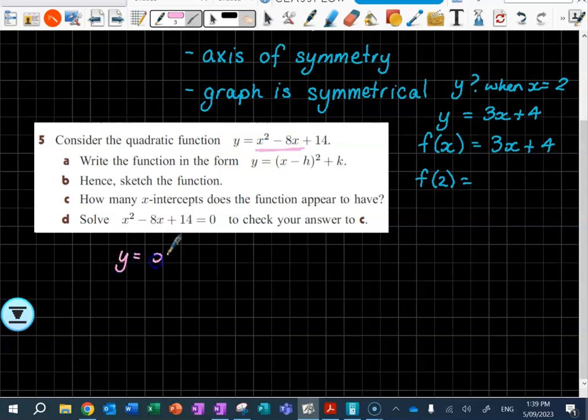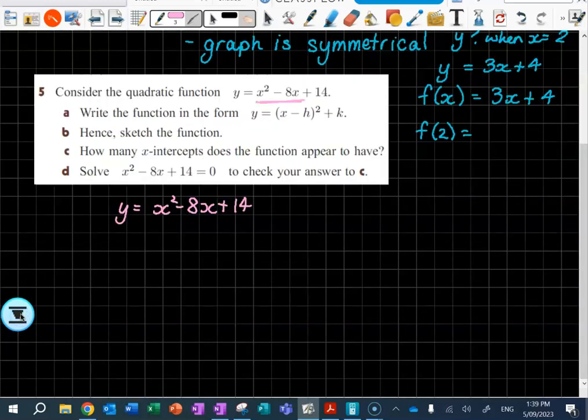We've got y equals x squared, take 8x plus 14. I hope you're just rolling your eyes at this point going, oh my goodness, completing the square. I can do that in my sleep. So we focus there. What does that mean goes in our bracket? Excellent. We go x take 4 because we are dividing this by 2.